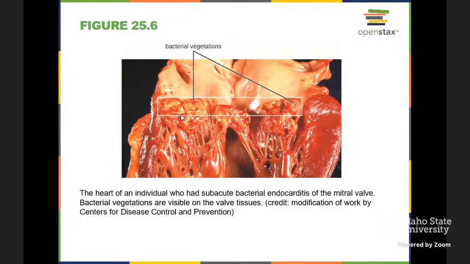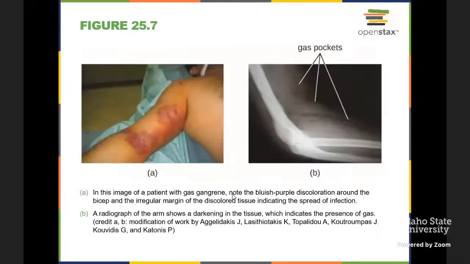So here we're looking at some vegetations, bacterial vegetations, bacterial endocarditis on the mitral valve. And you can see what are these? The heartstrings, chordae tendineae. Did you have it on the test? Oh, okay. It was on there. You're like, I know those. Okay.